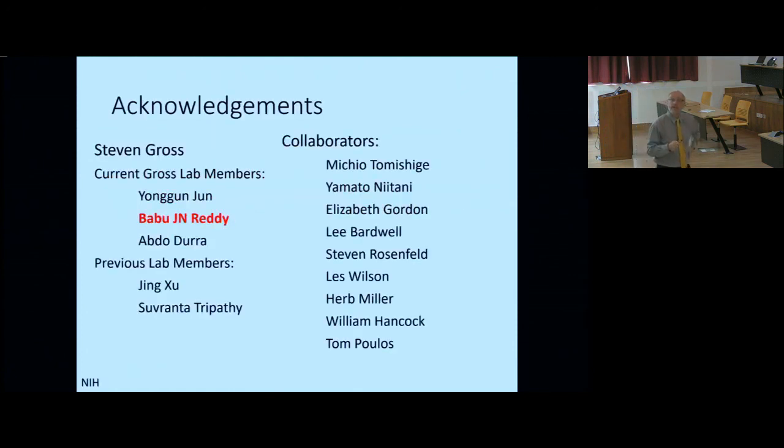And the people who really did the work, let's see, so all the recent heterogeneity work was done by Babu, and a bunch of other people in my lab contributed, as well as the Tomishige lab, and Steve Rosenfeld.